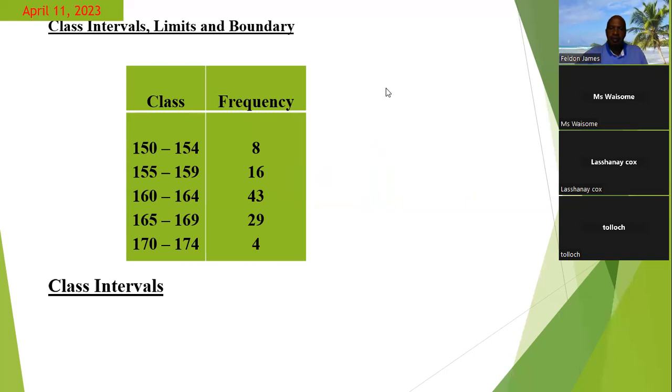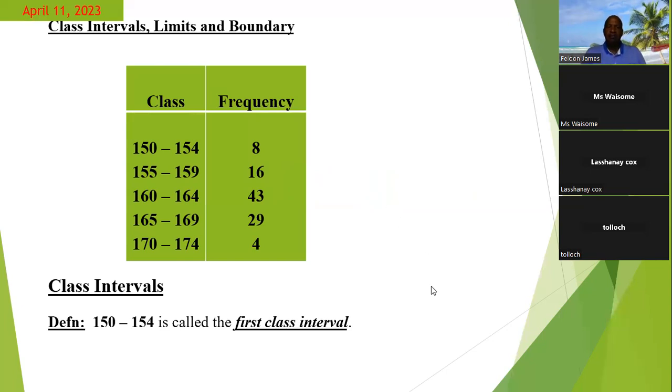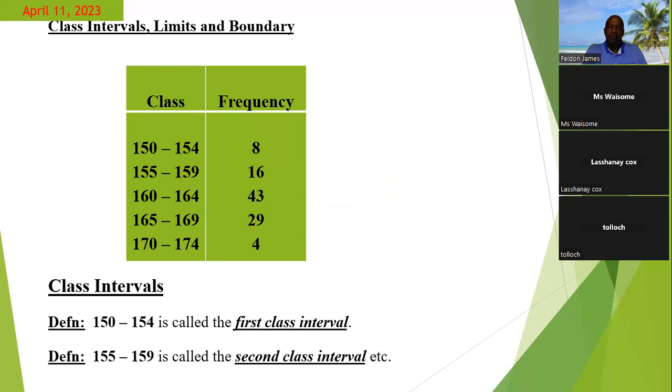So here now, we talk about the class interval. We say that 150 to 154 is called the first class interval. 155 to 159 we call the second class interval. Sometimes we can just call it the class. So 150 to 154 can be called the first class. The other one, 155 to 159, can also be called the second class, and so on.